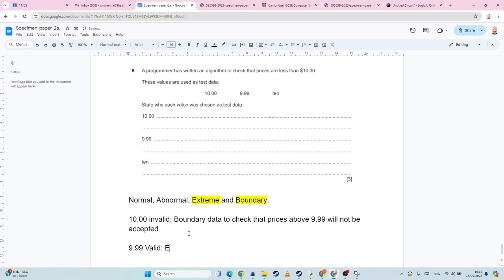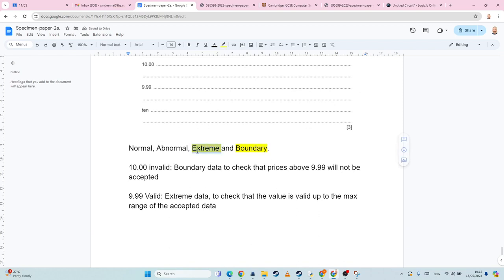Valid. So it's extreme data to check that the value is valid up to the max range of the accepted data. Okay, again, probably a bit more than you need, but cool.